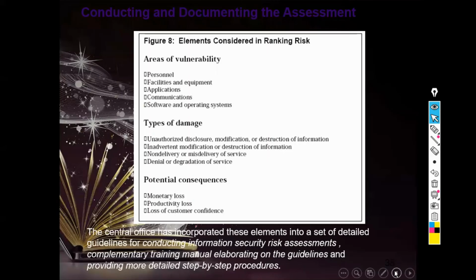What about conducting the assessment documentation? This is the area of vulnerability. Because you need to conduct the risk assessment, you need to first identify the area. What types of damage would there be? Unauthorized access, modification, denial or degradation of service, non-delivery or misdelivery of services. These would be certain damages. What are the potential consequences? Financial loss, productivity loss, or loss of customer confidence, because this is also one of the objectives of the organization.